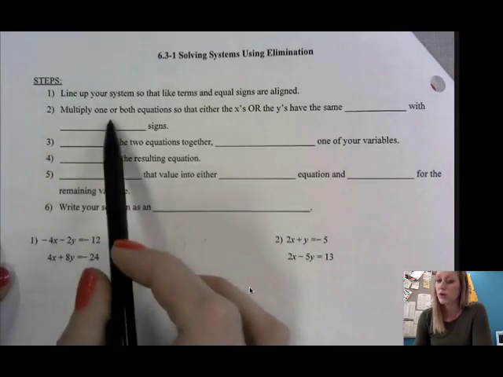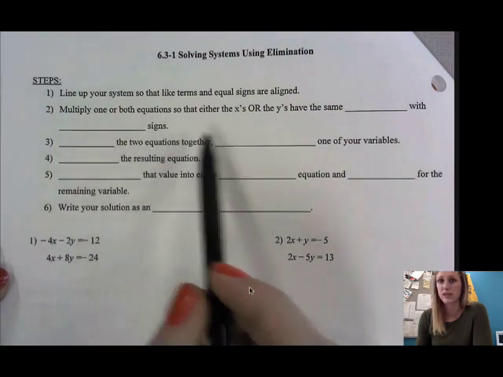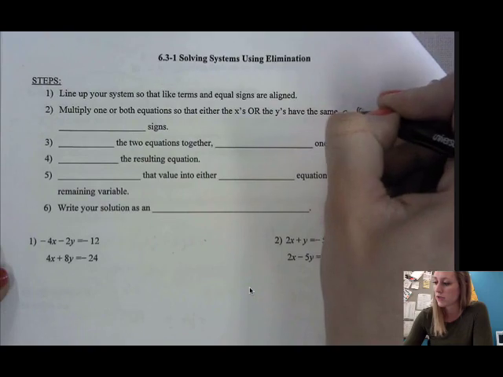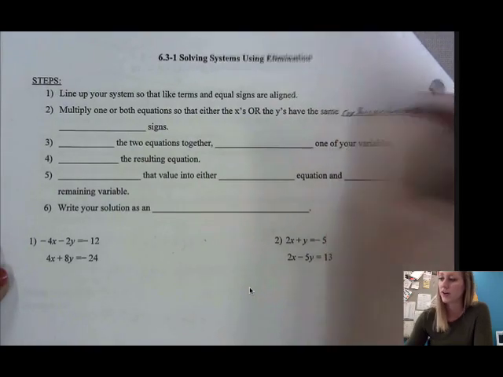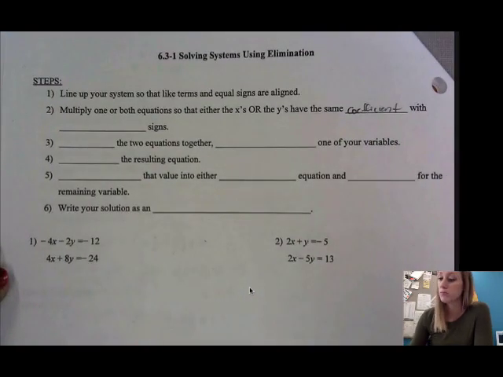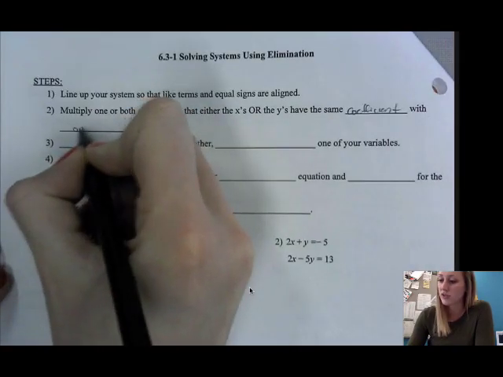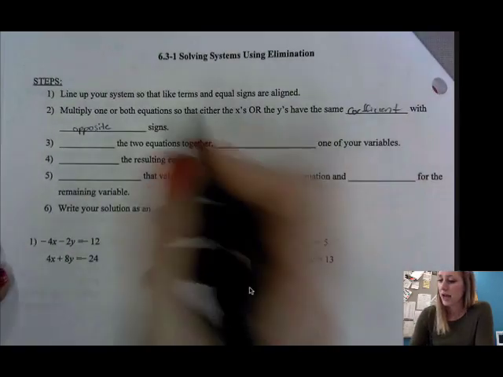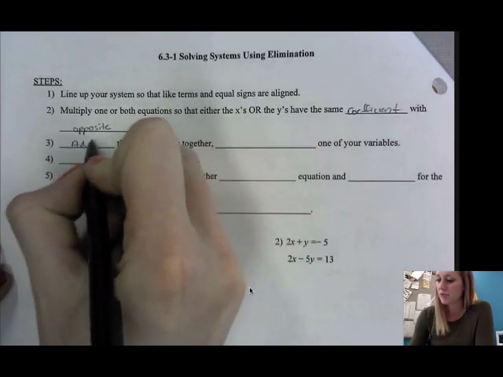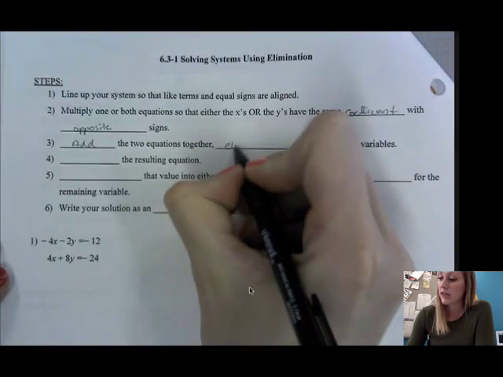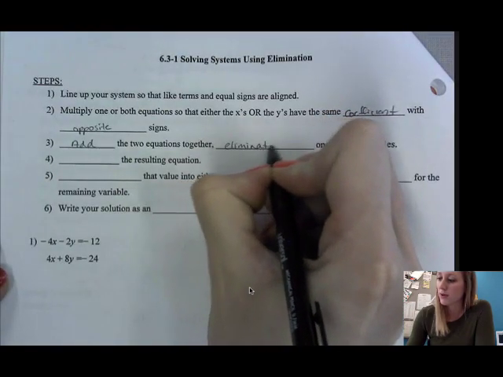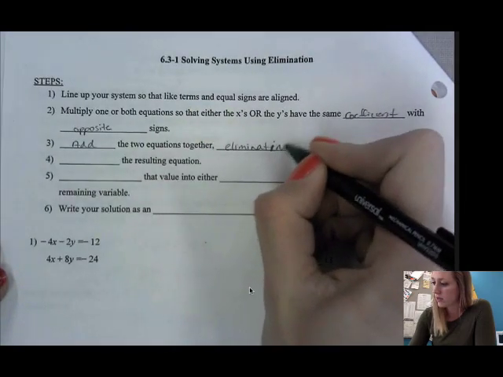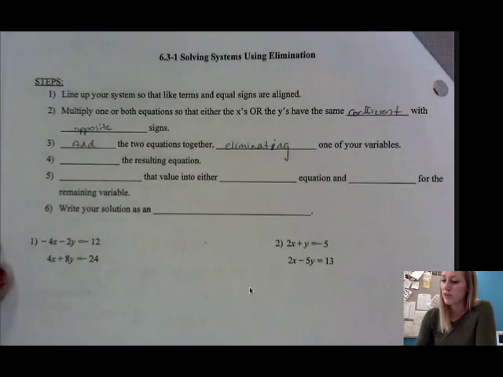We're going to multiply one or both of the equations so that the x's or the y's have the same coefficient. So remember, a coefficient is just the number in front of a variable. So we want those to have the same coefficient, but opposite signs, so one being positive and one being negative. We are going to add the two equations together after we do that, which will eliminate one of our variables, which is why we call it elimination. Oh, eliminating, probably get our grammar right here. Eliminating one of your variables.